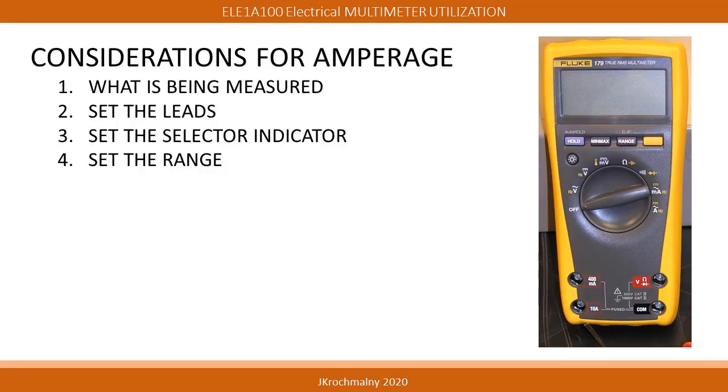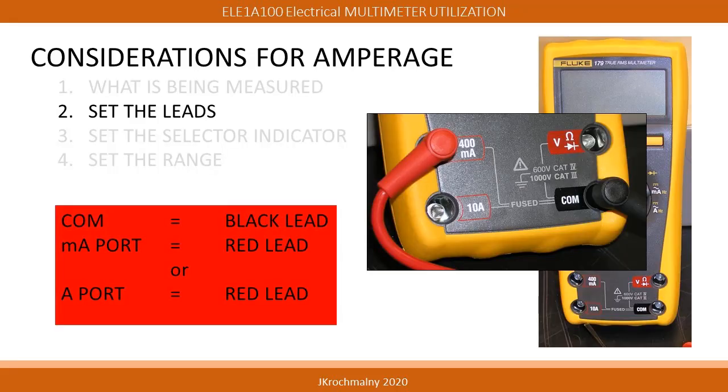For amperage measurements, the meters are set up in the same sequence. For amperage measurements, the leads are positioned with the black lead in the black port marked COM. The red lead is placed into the red marked port, identified as MA for milliamp, or A for full amp measurements.